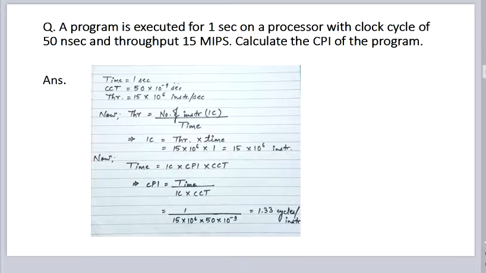Since both machines work on the same instruction set, IC will be the same for both machines, hence M2 is faster. Next we have a question: a program is executed for 1 second on a processor with clock cycle of 50 nanoseconds and throughput 15 MIPS. Calculate the CPI of the program. So time is 1 second, clock cycle time is 50 into 10 to the power minus 9 seconds, throughput is 15 into 10 to the power 6 instructions per second. Now throughput is equal to the number of instructions per unit time. So instruction count will be throughput into time, that is 15 into 10 to the power 6 instructions. Now CPU time is equal to instruction count into CPI into clock cycle time. So CPI will be time upon instruction count into CCT. Hence CPI will be 1.33 cycles per instruction.